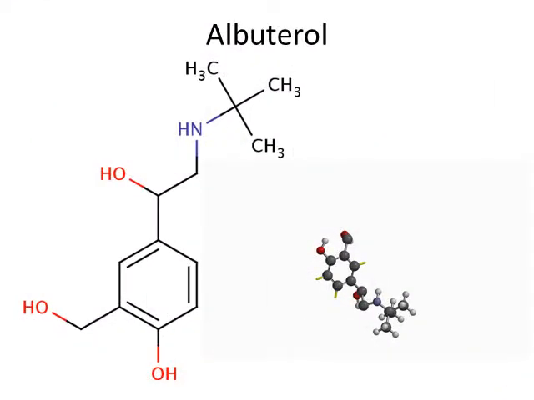This slide shows albuterol. It is functionalized by the amine group and the 3 hydroxyl groups connected to it. On the left is a 2D structure of albuterol. On the right is the 3D molecule.